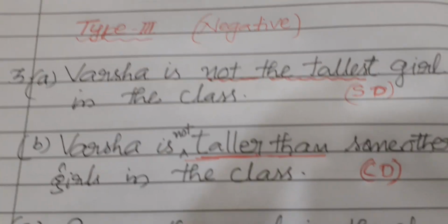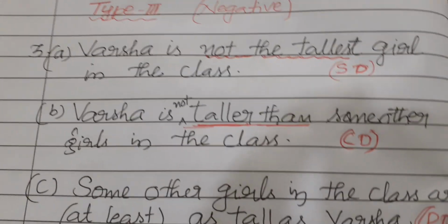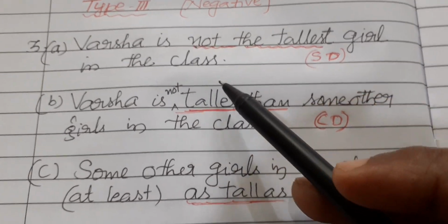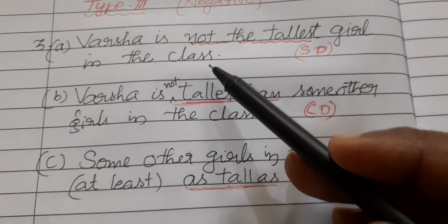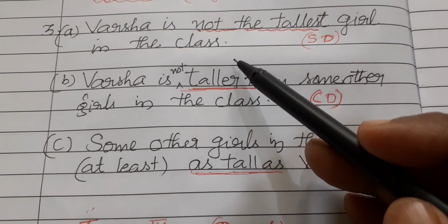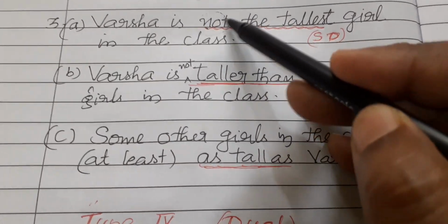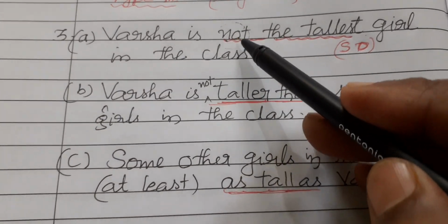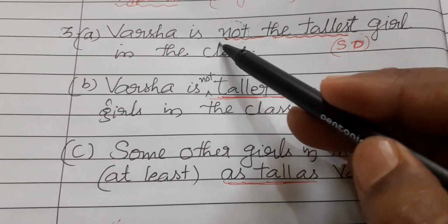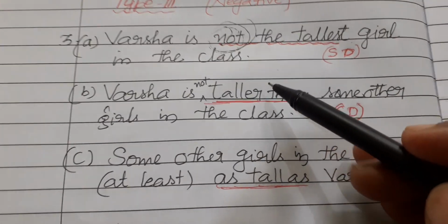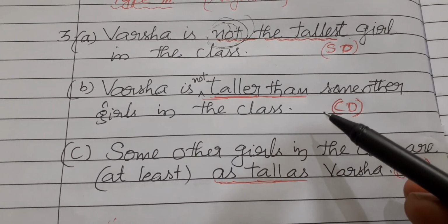This is called negative comparison. Negative means not. We use not here. Example, if you look at the example, then only it will be more clear to you. Varsha is not the tallest girl in the class. So, not is given. Varsha is the tallest girl in the class. This is type 1. Again, type 1. Now, type 3, not is there. So, what's the difference between type 1 and type 3? Not. Negation is there. Okay, Varsha is not the tallest girl in the class.